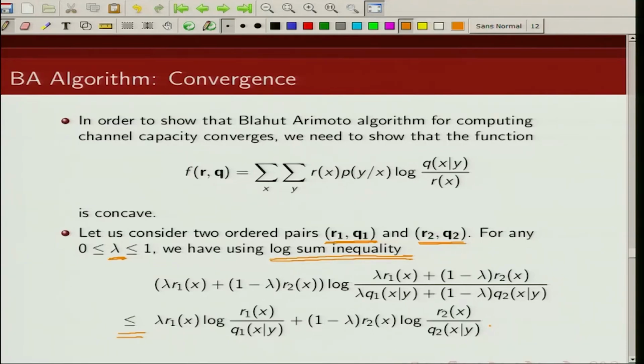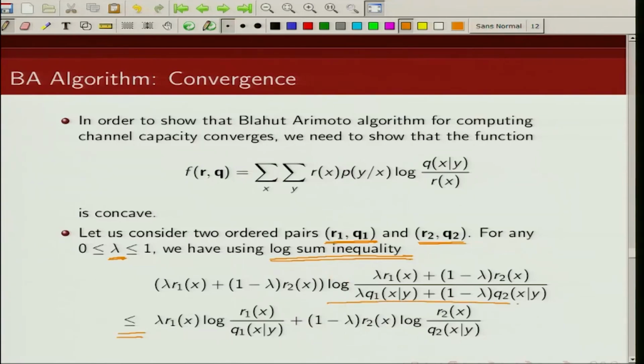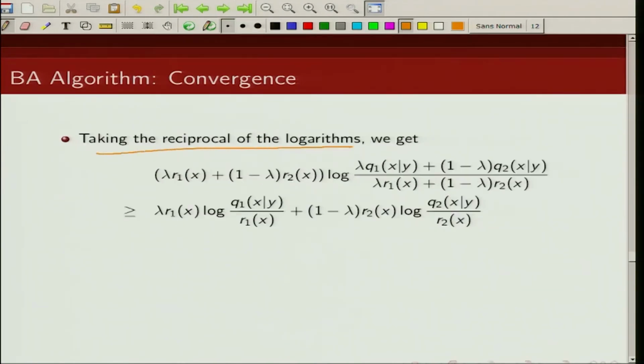Now we are going to take the reciprocal of these log terms. If you take reciprocals of this log term, this less than or equal to term will become greater than or equal to, and that's what happened here. So I took the reciprocals of the logarithm. Then this log of this by this is now greater than or equal to lambda times R1 x log of Q1 divided by R1 plus 1 minus lambda R2 log of Q2 by R2. So I essentially took reciprocals of these log terms, and this term which was earlier less than or equal to is now greater than or equal to.